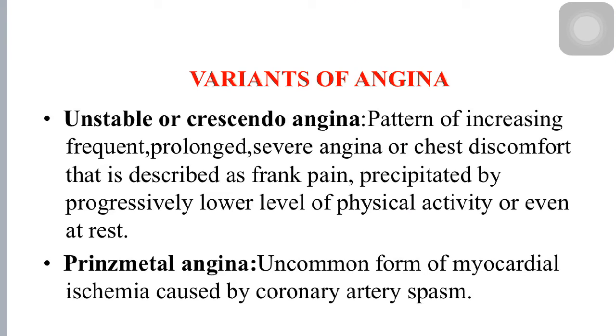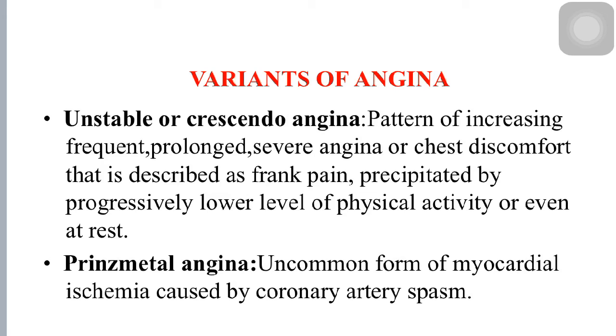Next variant of angina is unstable or crescendo angina. In this, there will be a pattern of increasing, frequent, prolonged severe angina or chest discomfort that is described as frank pain, usually precipitated by progressively lower levels of physical activity or even at rest. Simply, this is a type of angina which is quite uncommon when compared to stable angina. And number two, here the pain will be seen even at rest. And next is Prinzmetal angina. This is an uncommon form of myocardial ischemia which is caused by coronary artery spasm.